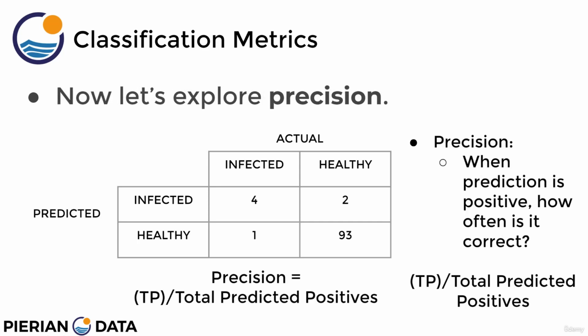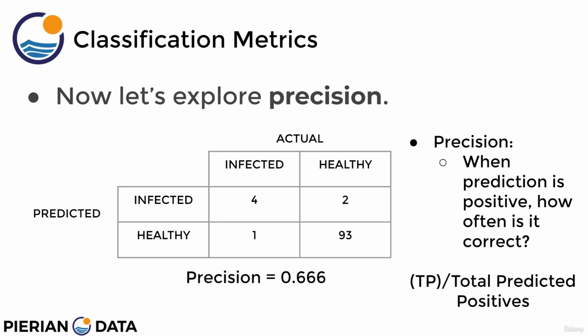Now let's explore the metric called precision. Precision answers the question, when the prediction is positive, how often is it correct? And the way we calculate this is by taking the number of true positives and dividing it by the total number of predicted positives. So we can see here along the predicted row, we have 6 people that we predicted were infected. So then the denominator becomes 6. However, the true positives, that is, how often we got it correct, is 4. So that means our precision is 4 divided by 6, or 0.666.